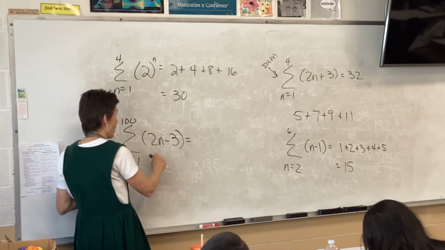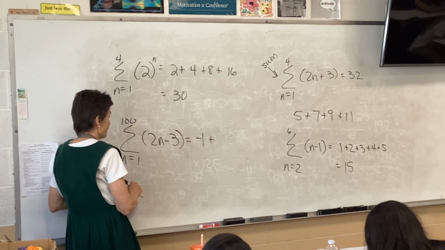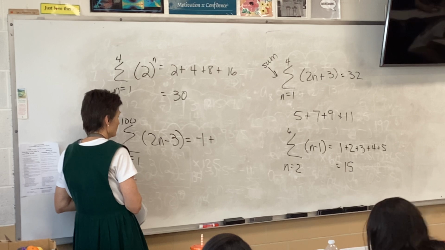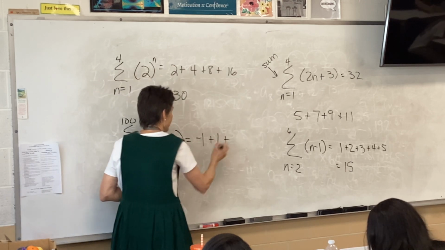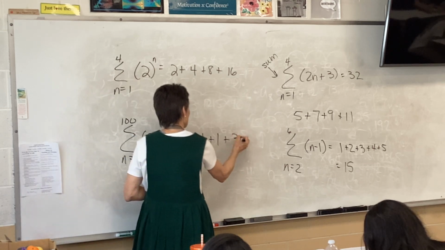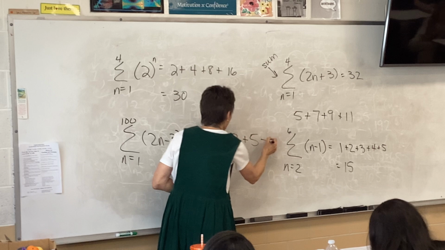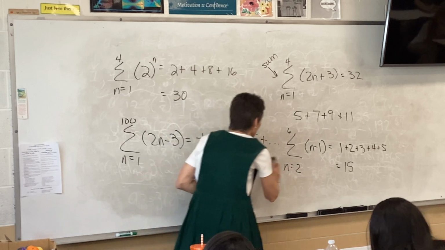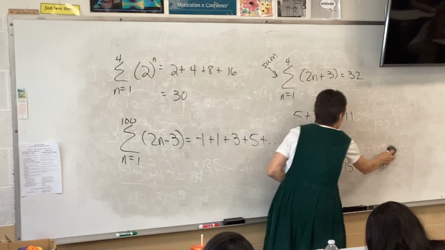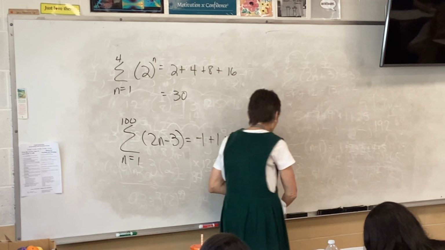So if I plug in a 1, I get -1. If I plug in a 2, I get +1. If I plug in 3, I get 3, and I'll do one more. If I plug in 4, I get 5. Now, I am not anywhere close to being done. But, do you see a pattern here?